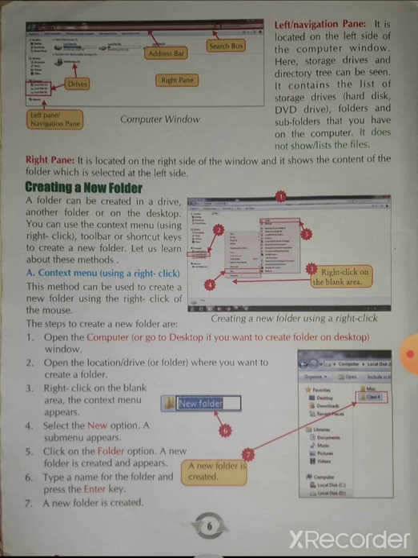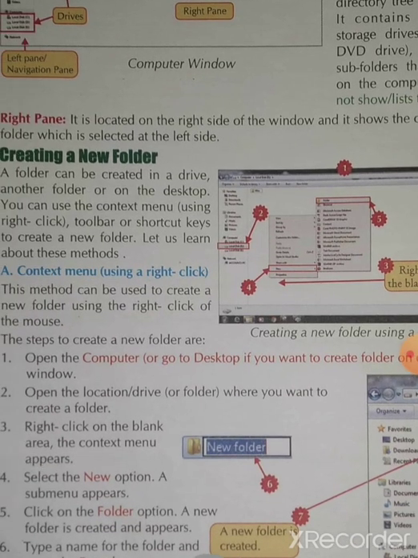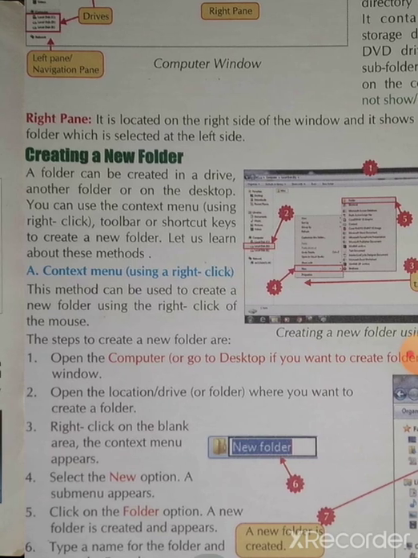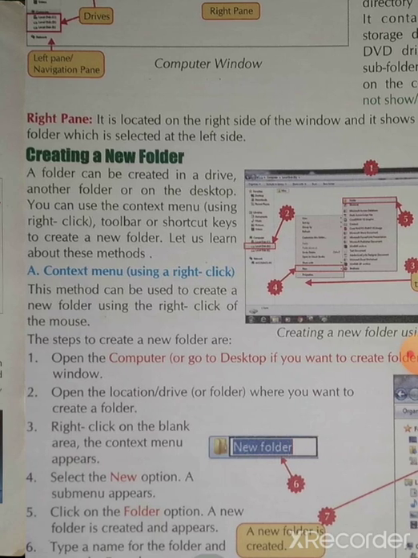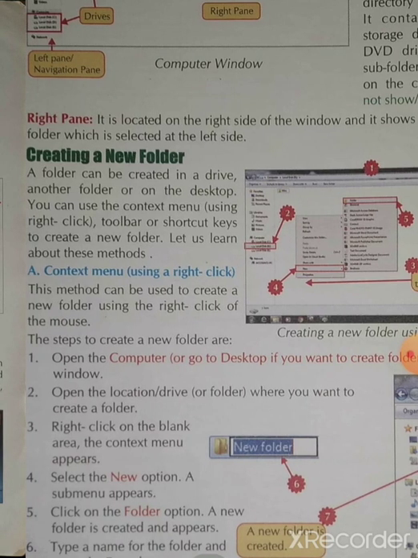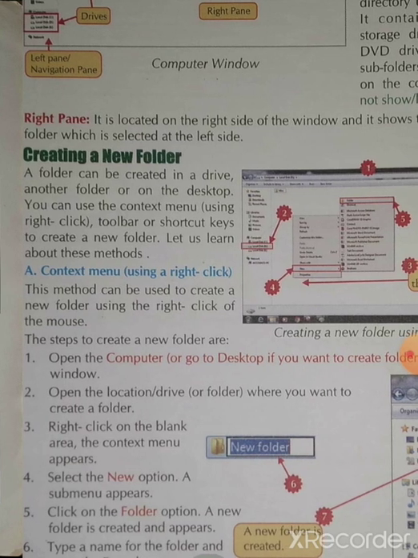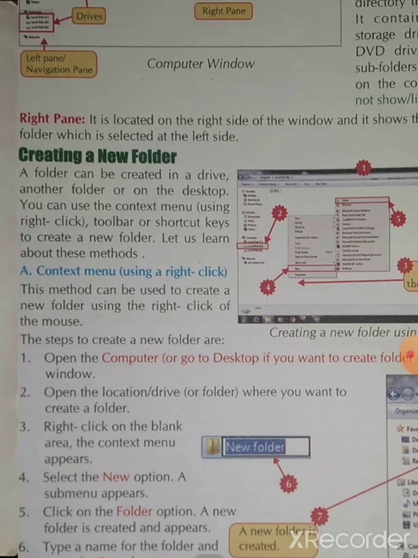Okay, how to create a new folder? You can see that a screenshot is given, right? And it shows red color arrows also, right? A folder can be created in a drive, another folder, or on the desktop. You can use the context menu, means using right click, or the toolbar, or shortcut keys to create a new folder. Let us learn about these methods.